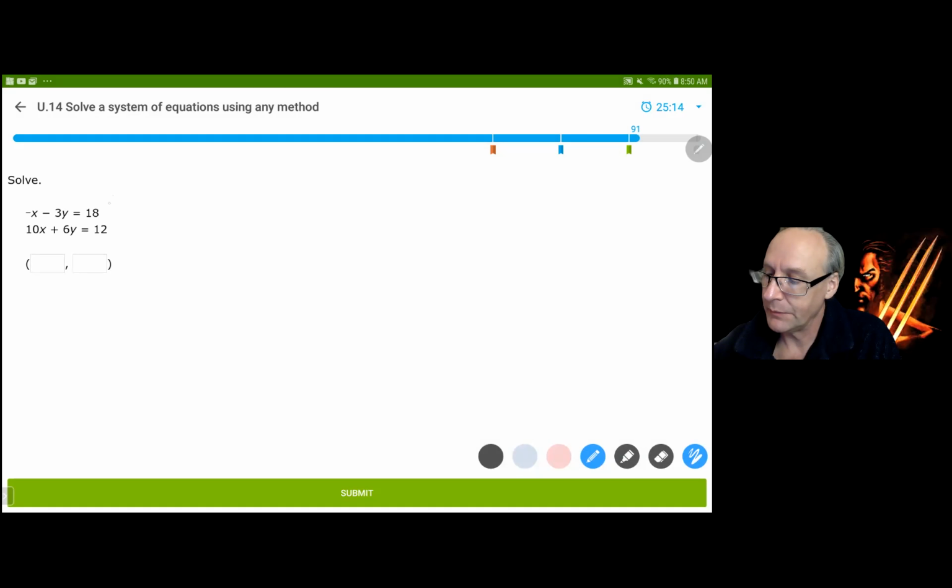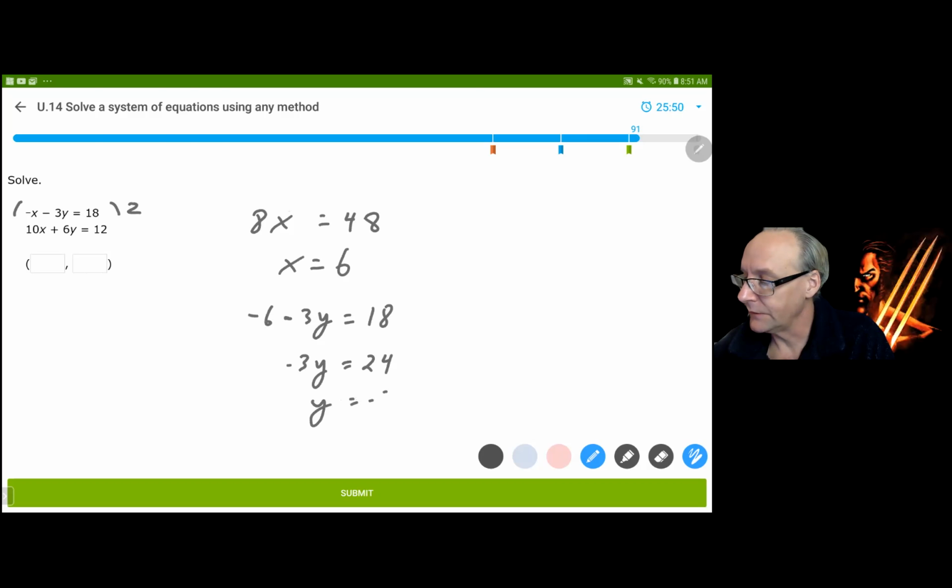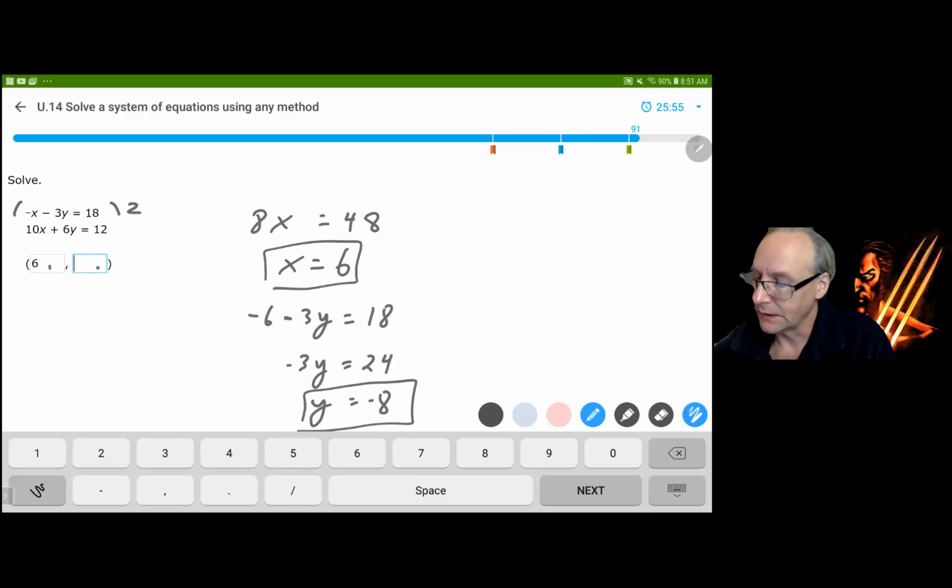I'm going to multiply the top by 2. The reason I chose that is because it's going to give me that -6y and get rid of everything. I'm going to end up with 8x is equal to 36 and 12 makes 48, and x is equal to 6. And then I'm going to substitute the 6 into the top equation, which gives me -6 minus 3y equals 18. I'm going to add the 6. 10y is equal to -8, isn't it? So I get 6 and -8.